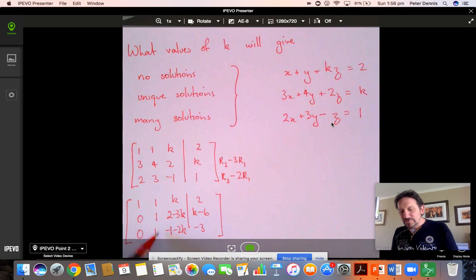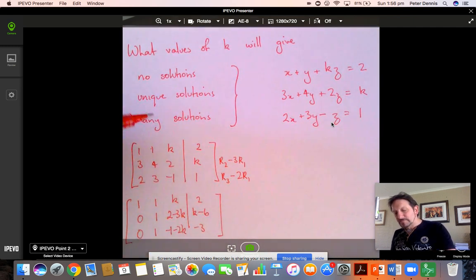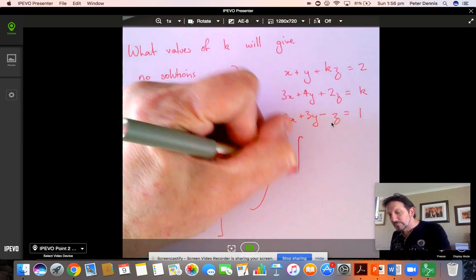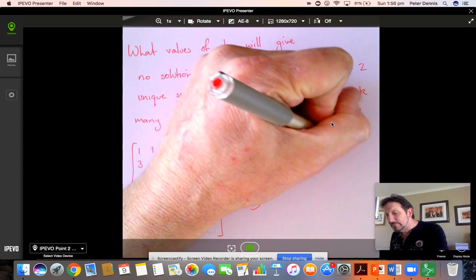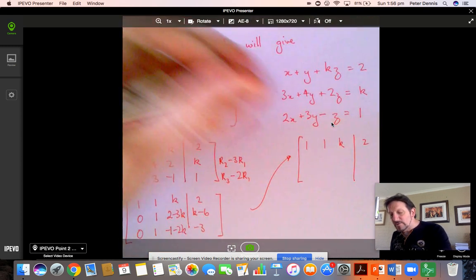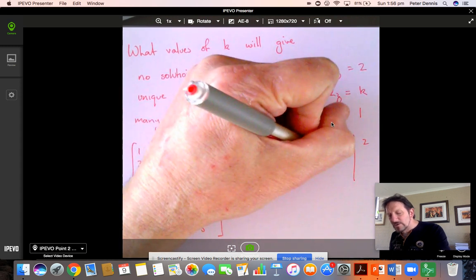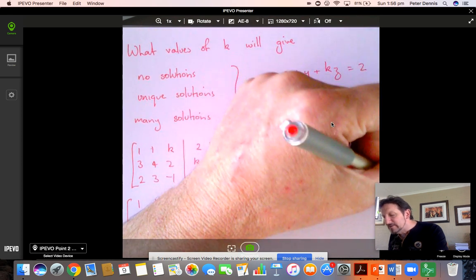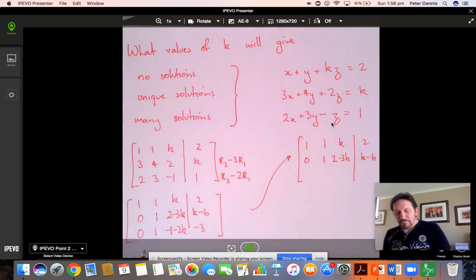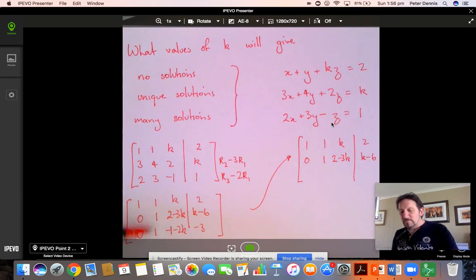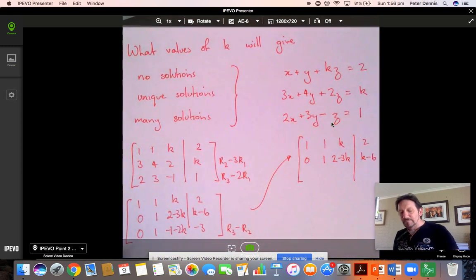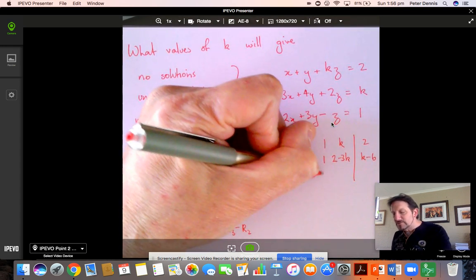And the next thing we're going to try to do is get rid of this 0. So we'll write it up here. We're not going to touch the top line, and we're not really going to touch this second line: 2 minus 3k, k minus 6. And this last line, what are we going to do? We're just going to do R3 minus R2. So we've kept it fairly simple. 0 minus 0 gives us 0. 1 minus 1 gives us 0.